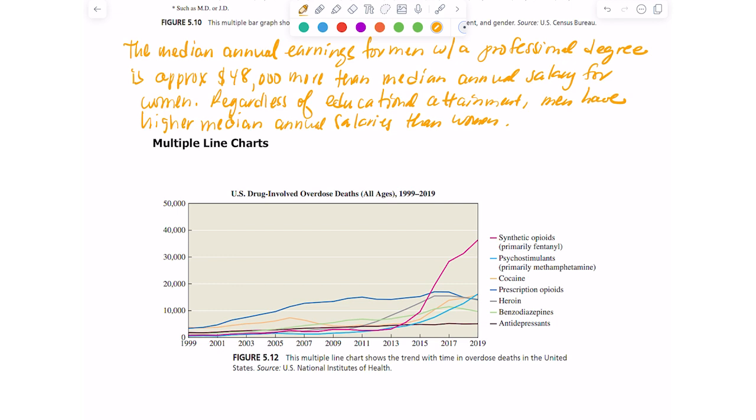So multiple line charts or line graphs, they're used for quantitative categories. And I'll put categories in quotations, right? Because it's not categorical data, but it's categories that have numbers. So, for instance, like year, number of deaths, and so on, right?